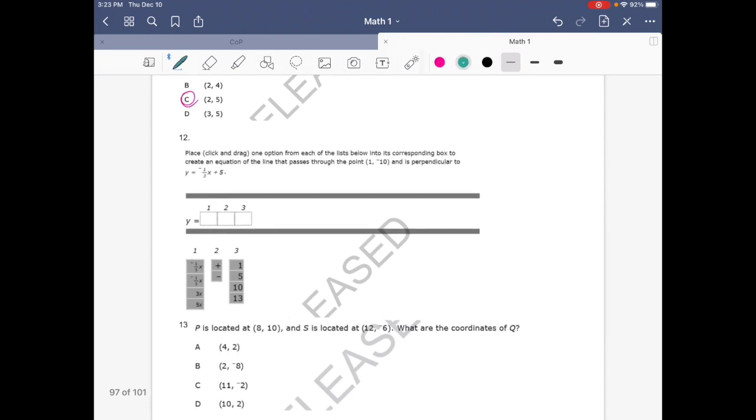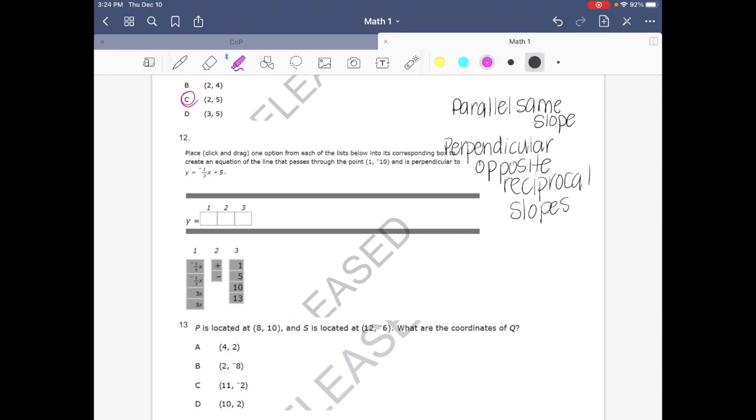All right, now remember, parallel and perpendicular. So this is very important. I would write this down if you have notes. So parallel, remember, parallel lines have the same slope. And perpendicular lines are going to have opposite reciprocal slopes.